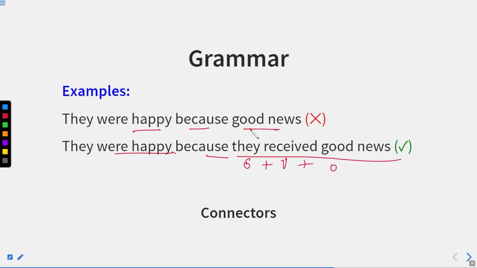If I want to use just a noun, I can use the words because of. For example, I can say they were happy because of the good news. So, that will be correct if I use because of, but that is not a conjunction, that is a preposition that we'll discuss later on.